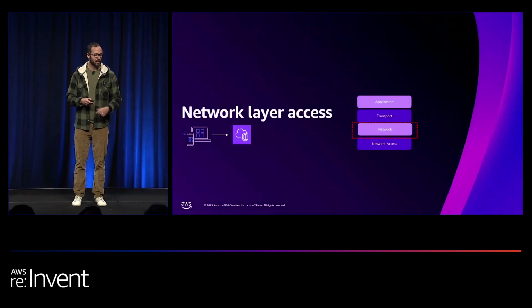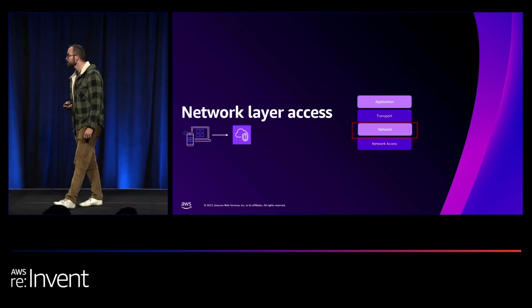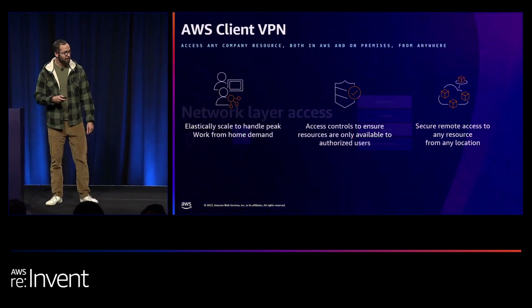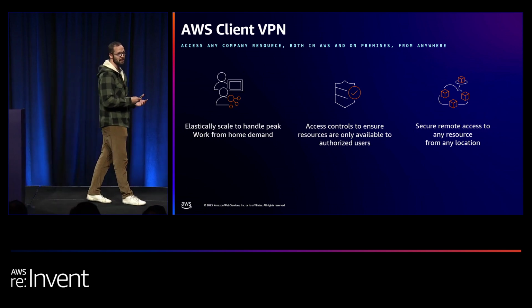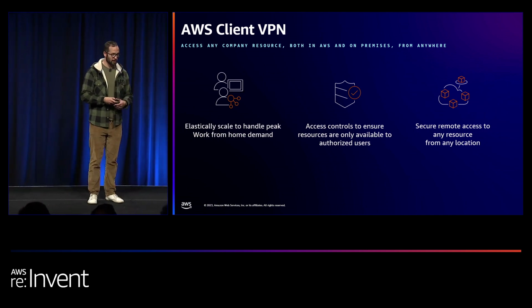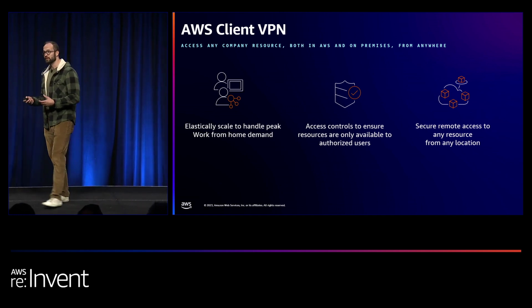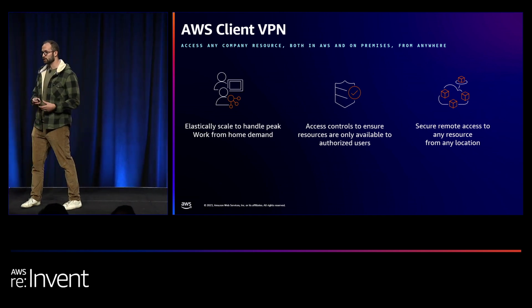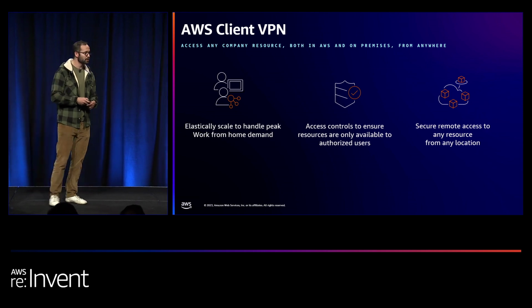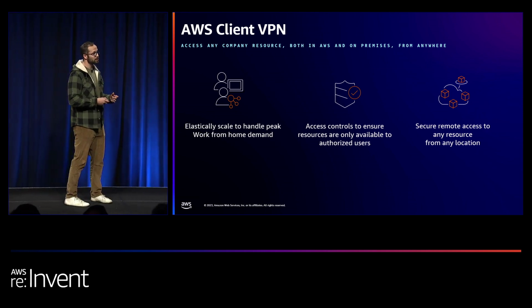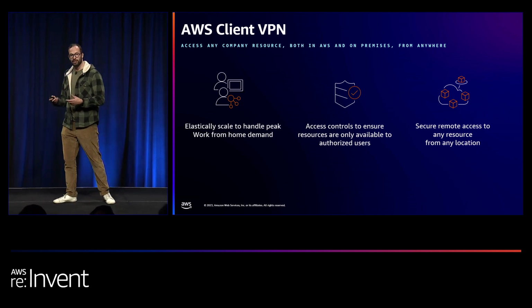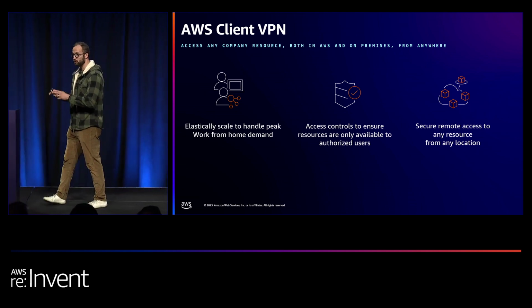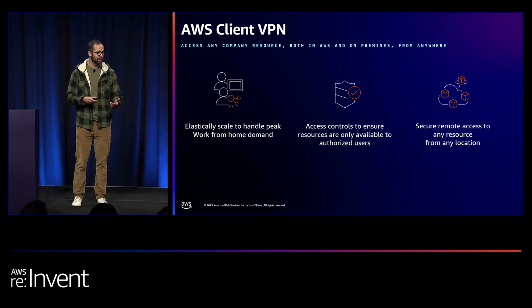Right, so let's start with network layer access. For that, we're going to talk about Client VPN, which is a managed remote access solution from AWS that allows you to automatically scale with your demand. You don't have to deploy your own remote access servers. Everything is managed for you. You have the ability to apply granular controls for that access. But just remember that this is a network access solution, so those controls will be based around IP addresses.